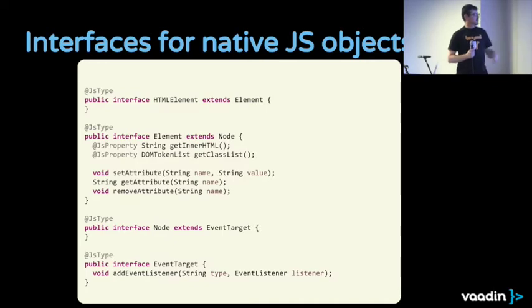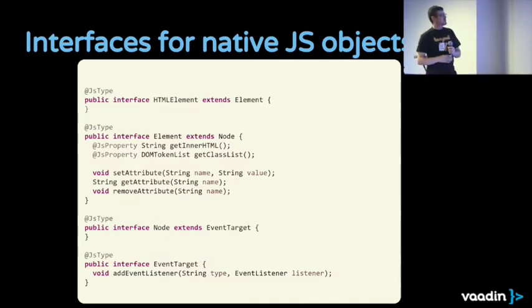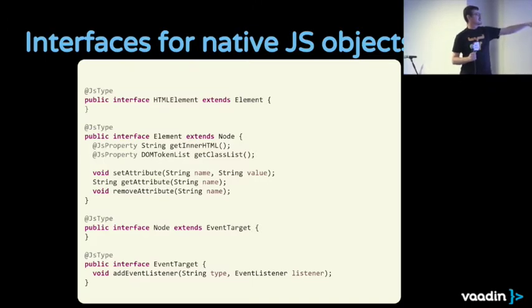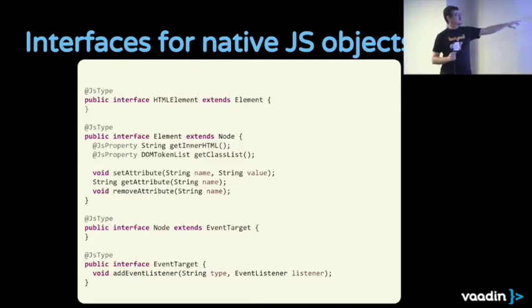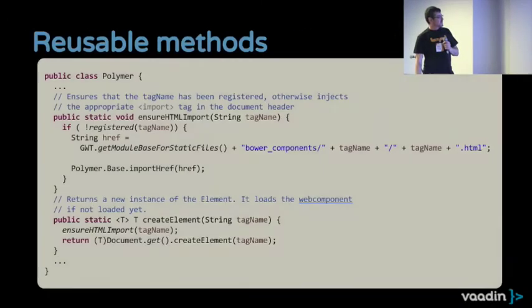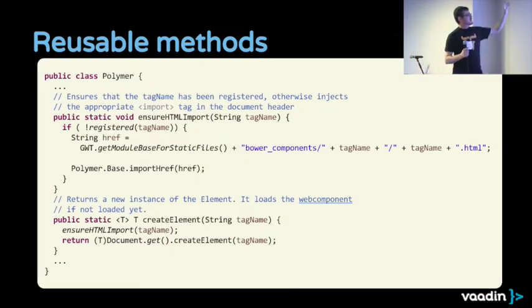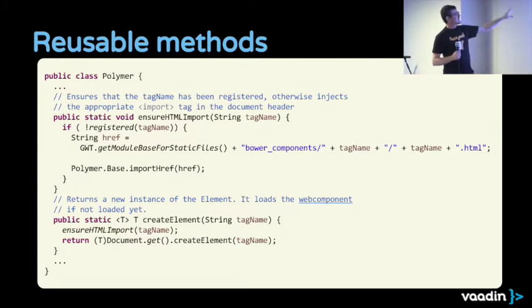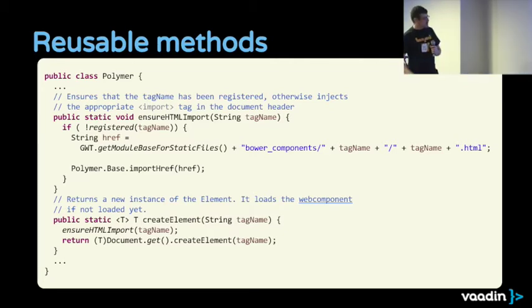Interfaces for native JS objects look like this. Julian has also shown something related to this. So at the end you have, for instance, the element, and you can annotate getInnerHTML. This is using the old JS Interop specification. We are changing the specification these weeks, and in this slide I am still using the old specification. You have to create reusable methods. So we have created in Vaadin the Polymer class, which has a lot of utility methods like ensureHTMLImport or createElement, etc.